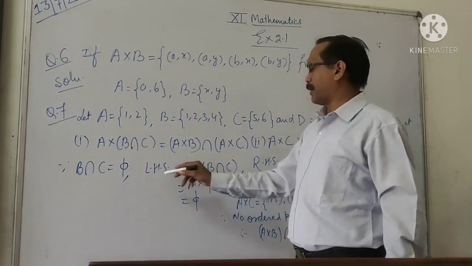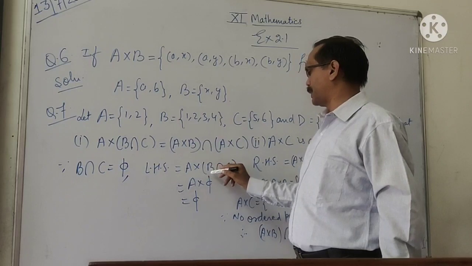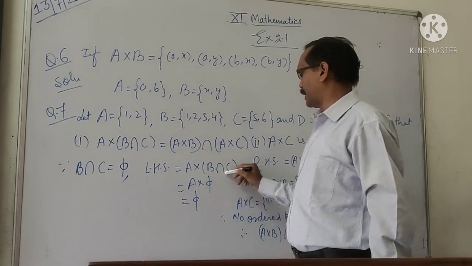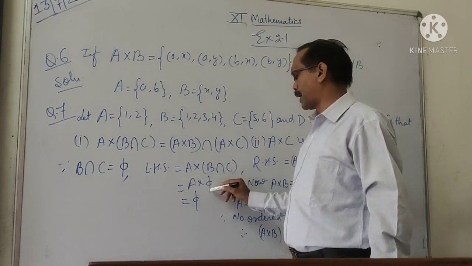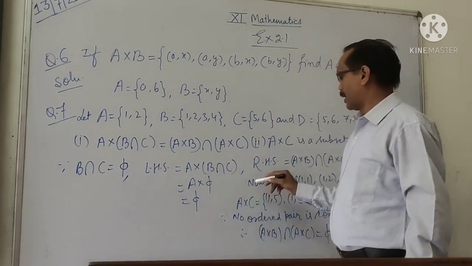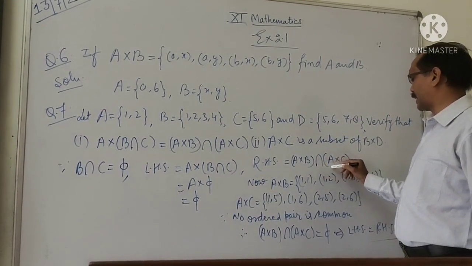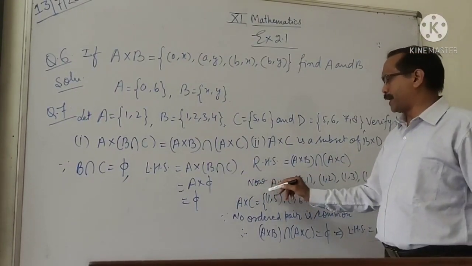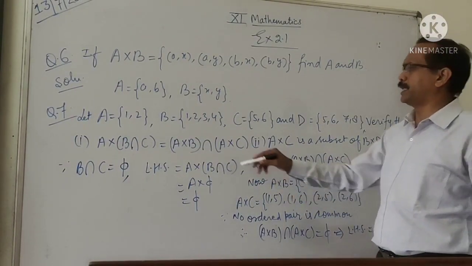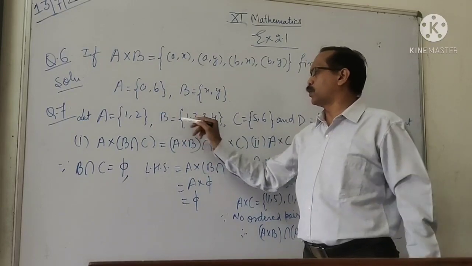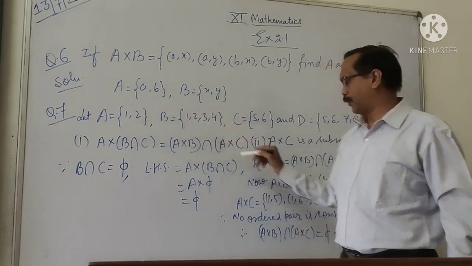Now left hand side, it is A cross (B intersection C). B intersection C is empty, so A cross empty set is empty. Now RHS, it is (A cross B) intersection (A cross C). Now find A cross B. A cross B is (1,1), (1,2), (1,3), (1,4), (2,1), (2,2), (2,3), (2,4).